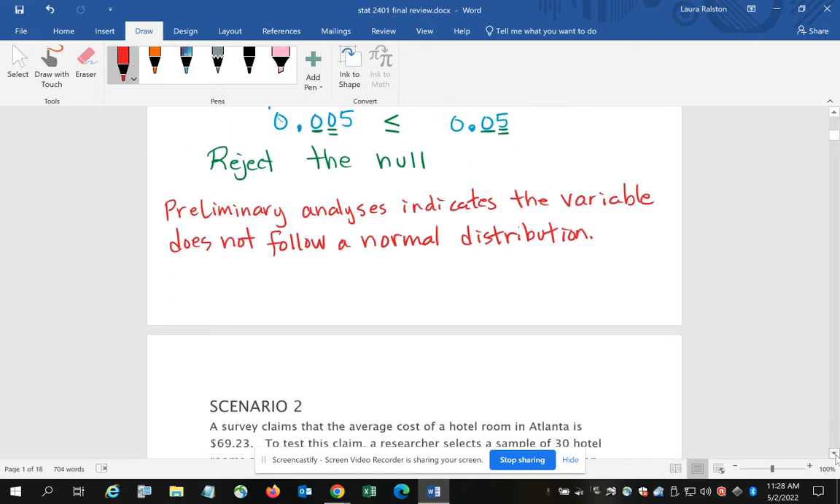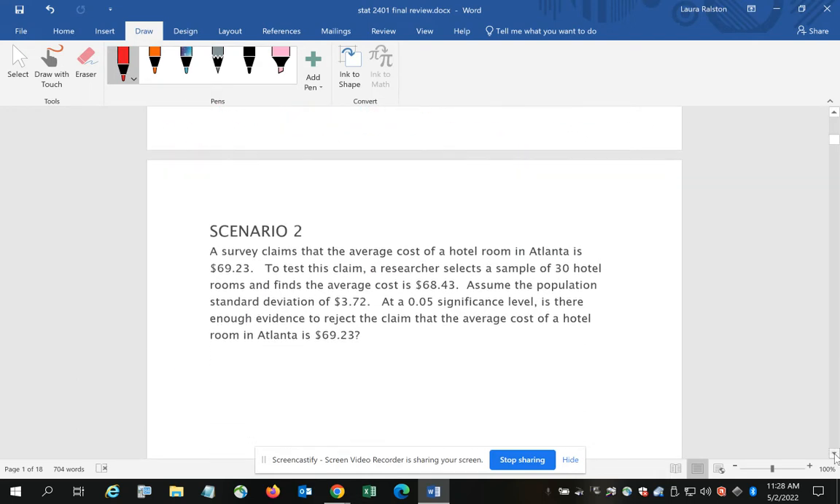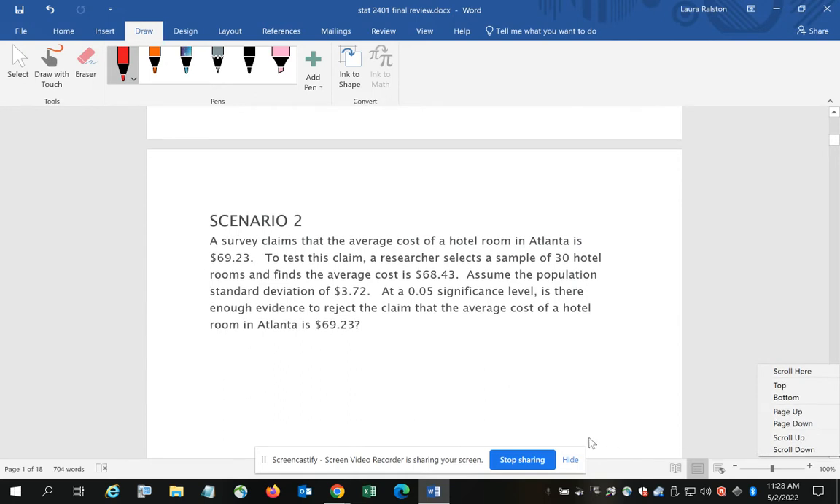Then we move on to scenario 2. One of the things that you're going to have to be able to do on the test is to recognize which test you need to do. Should you do a 1 mean z, a 2 mean z, are you doing a 2 proportion, are you doing chi-square, are you doing ANOVA? So you have to be able to recognize that.